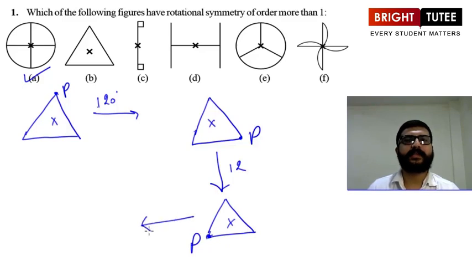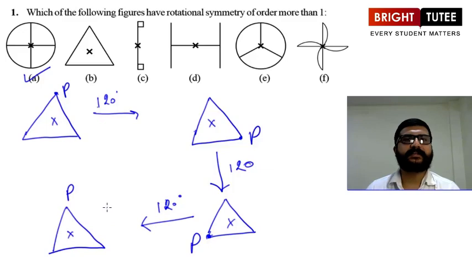Now again by 120, what will happen? We are going to get the same figure which we had in the beginning. That is, vertex P will be at the top. So now we have completed the rotation of 360 degrees. So how many times are we getting the same position? 1, 2 and 3. So this figure also has rotational symmetry of order 3, which is more than 1. So this is also a correct one.